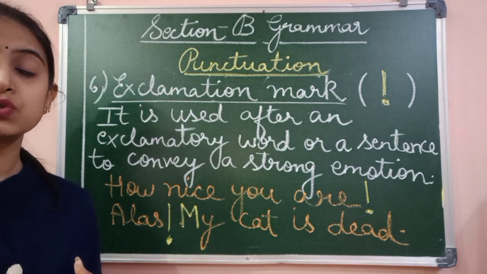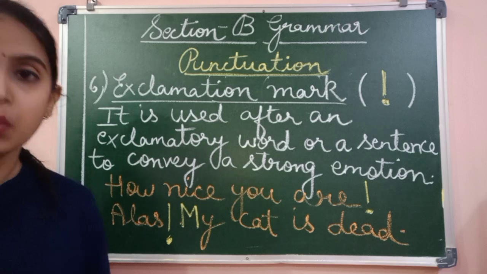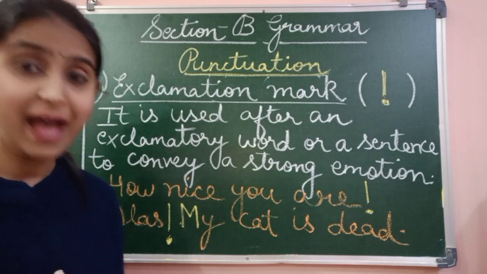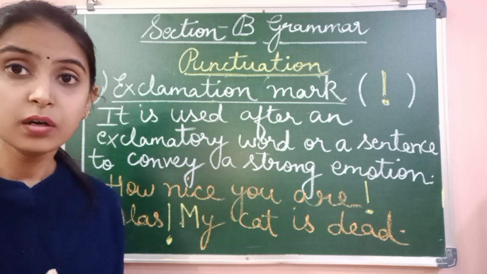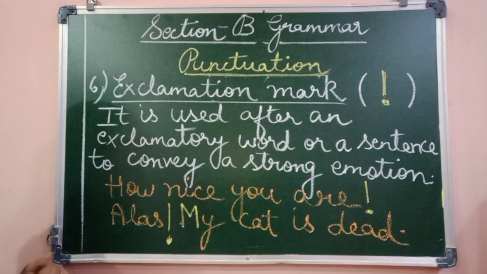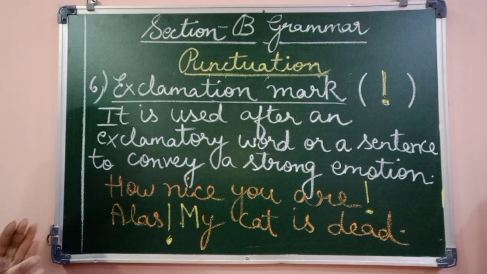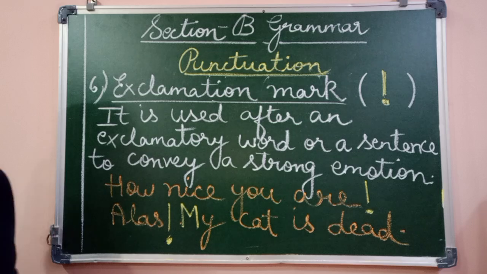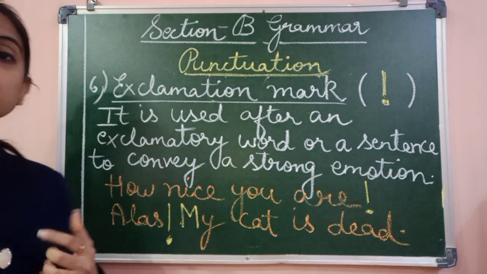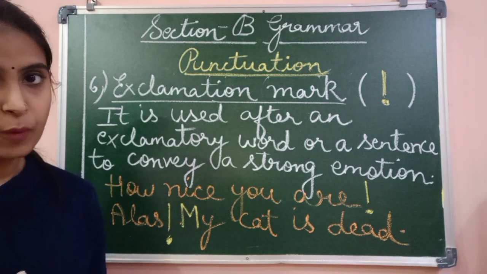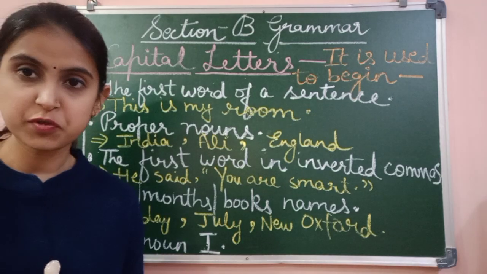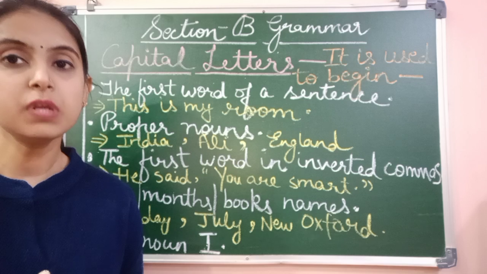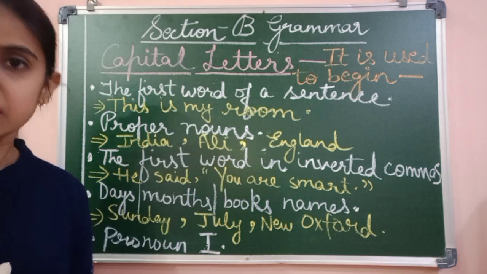Exclamation mark is used to show the feeling or the emotion, right? It can be the feeling of happiness, sadness, excitement, anger, okay? Or it could be any feeling. So exclamation mark is basically used to convey a strong emotion. I hope it is clear to you. Now children, we are already through with all the punctuation marks. We are going to learn about capital letters now.